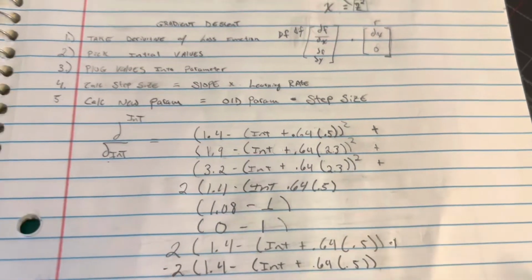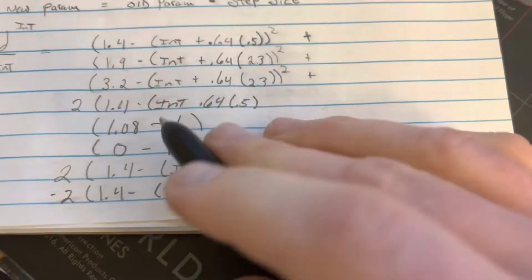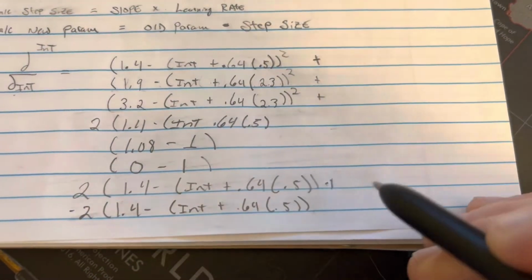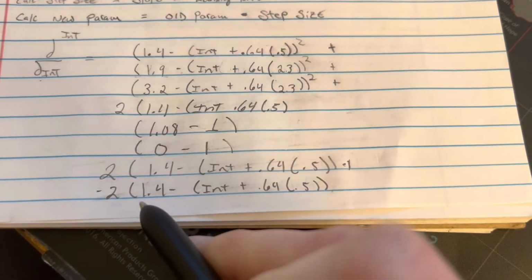That equals 1.08. Because it's a constant, we can hold that at 0. And 0 minus 1 is negative 1. We put that on the outside. We can simplify the equation, and we get negative 2. I'm not going to read it to you, but that's the result.